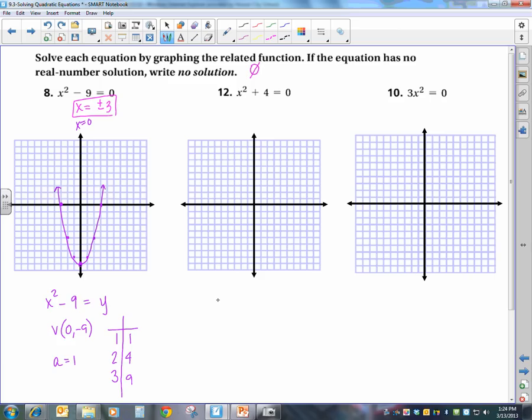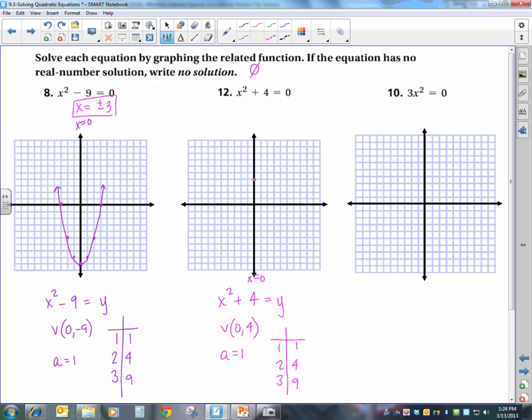All right, let's look at x squared plus 4. This one gives me the related function x squared plus 4 equals y. My vertex will be at 0, 4. So I'm going to graph 1, 2, 3. There's my point 0, 4. This is my axis of symmetry, so we label it. Sometimes it's hard to see. My a value, again, is 1. So my key points are going to stay 1, 4, 9.